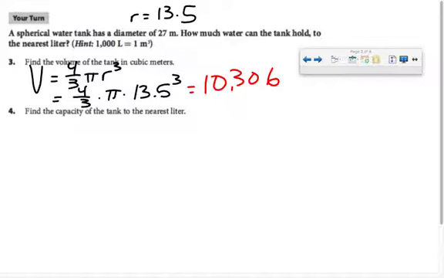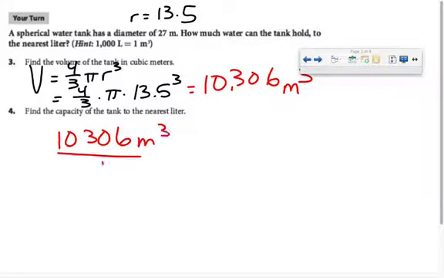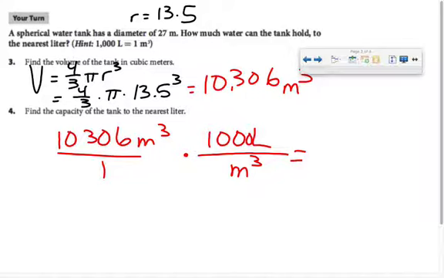Find the capacity of the tank to the nearest liter. Okay, so this is cubic meters. And since 1,000 liters is equivalent to 1 cubic meter, I'm going to take this 10,306 cubic meters, maybe I want to put that over 1, and multiply it by 1,000 liters per cubic meter. So that is 10,305,994 liters.